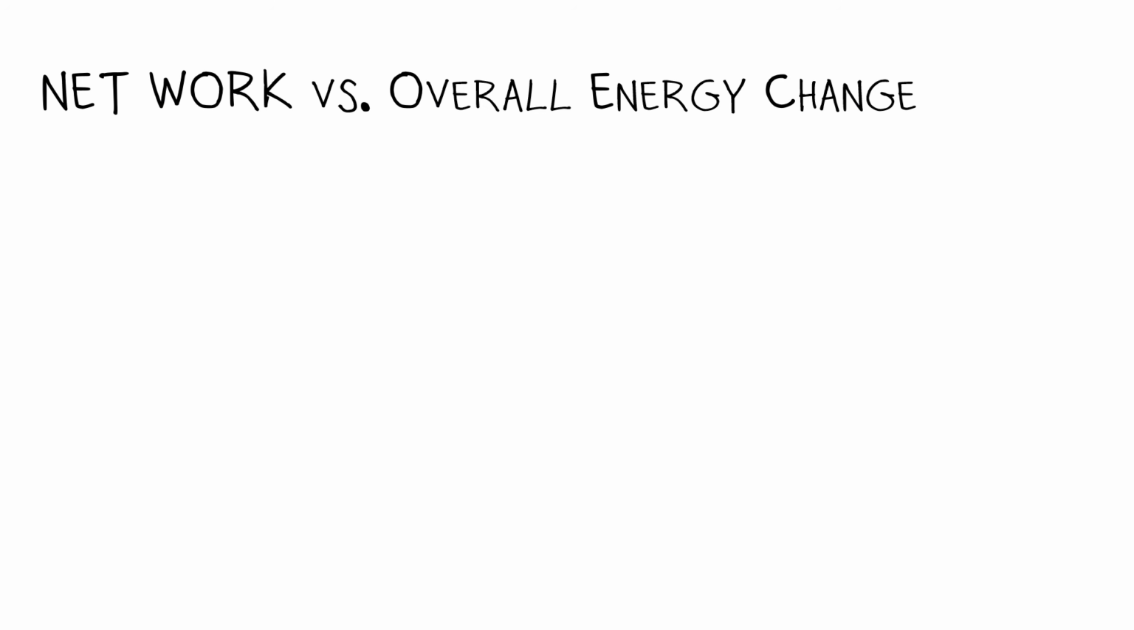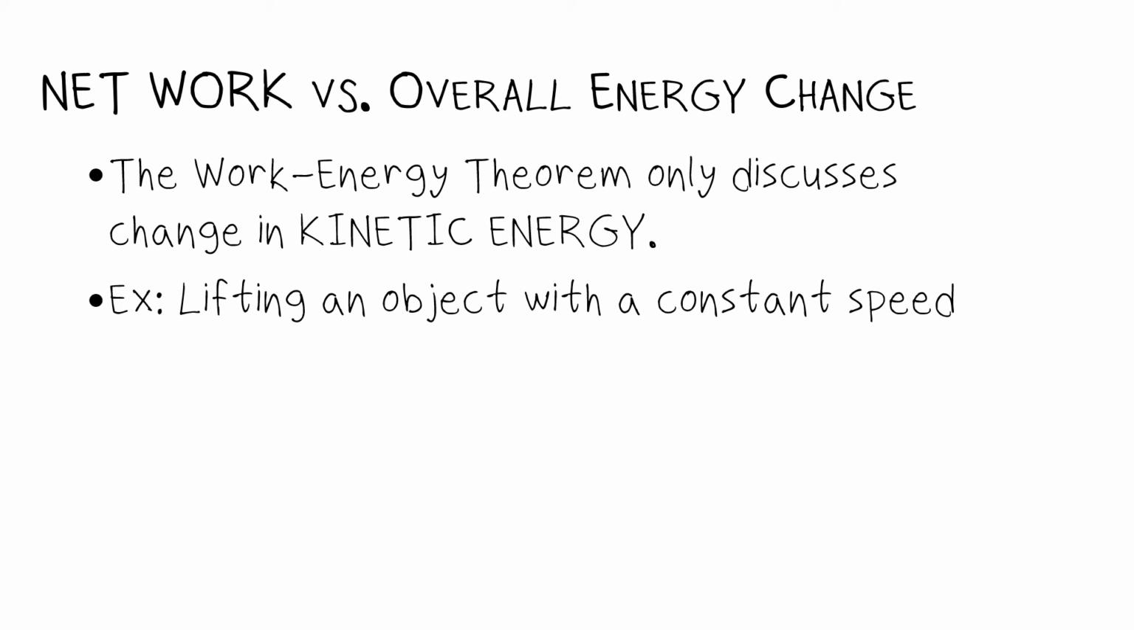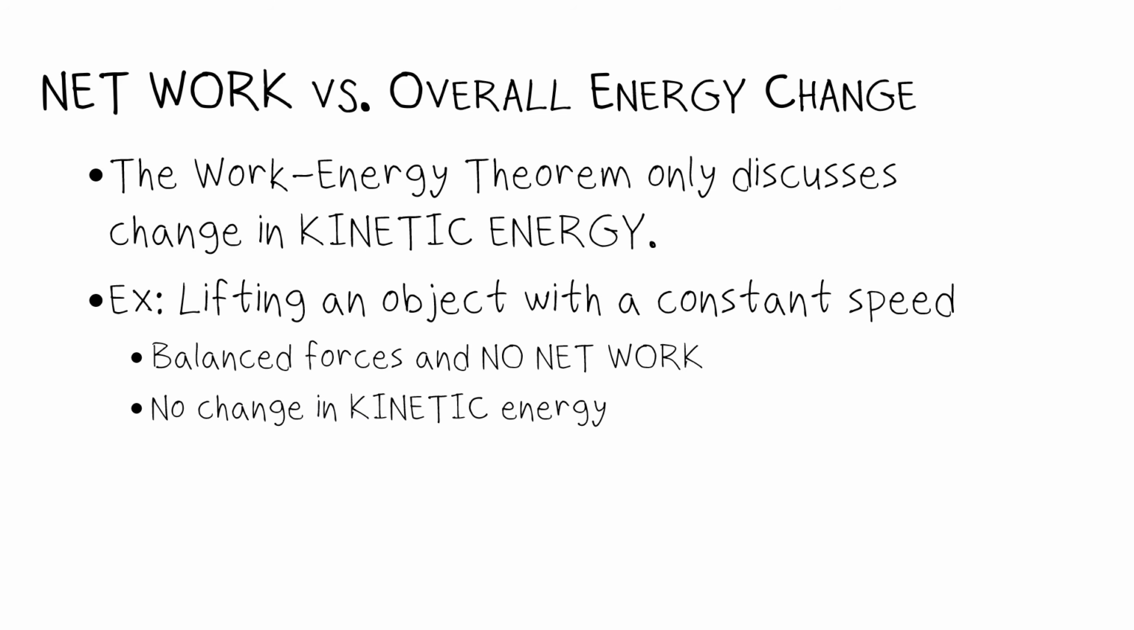One thing before we wrap up this lesson, I want to talk about real quick the idea of net work versus overall energy change. And this is a point that sometimes causes confusion. Remember, the work-energy theorem, when it says energy, it's really talking kinetic energy. It's only change in kinetic energy. So let's say you lift an object with a constant speed. If you lift an object with a constant speed, that means the forces are balanced and there's no net work. The amount of force you're lifting up on the box with is perfectly balanced by the amount of force acting down on it by gravity, and it lifts with a constant speed. There is no change in kinetic energy.